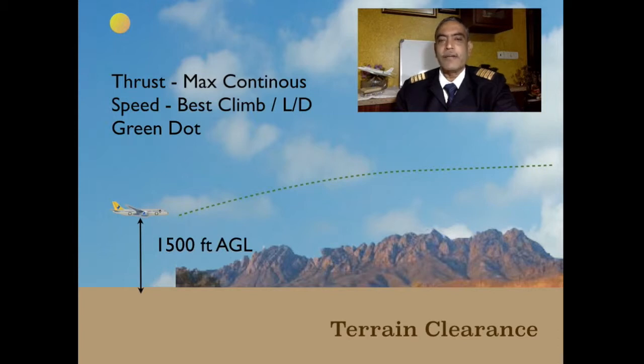Now, if for some reason diversion back to the departure airport is not possible, then the pilot would have changed over the thrust setting to max continuous thrust, and he would be maintaining the best climb speed, or the best lift by drag ratio speed, or in some aircraft it's called a green dot speed, and he will continue to climb to the safest altitude which meets all terrain clearance and divert to the airport within 1 hour flying time of single engine cruise speed.